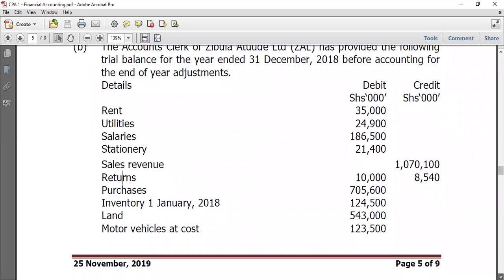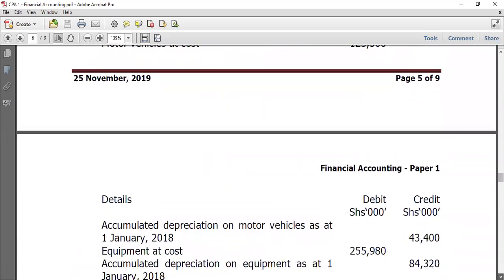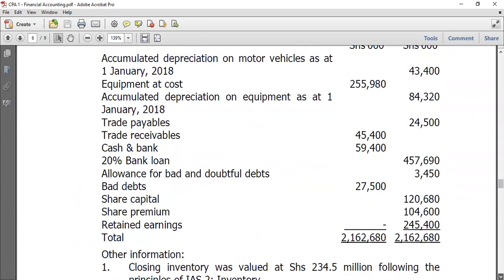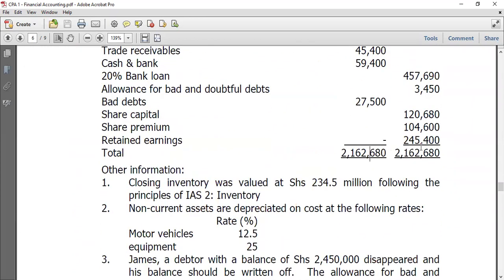And now when you move down, after all that, your trial balance, of course, is balancing, well and good. Now they give you other information. This other information is basically the one that will include your adjustments. As you can see, they are giving us depreciation, which we've also seen as part of our adjustments.